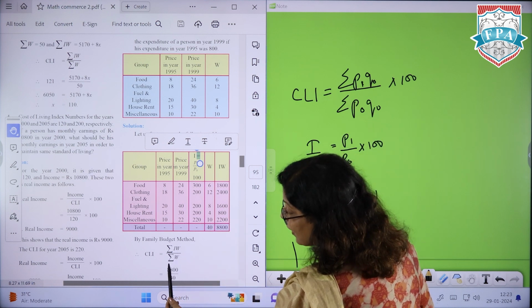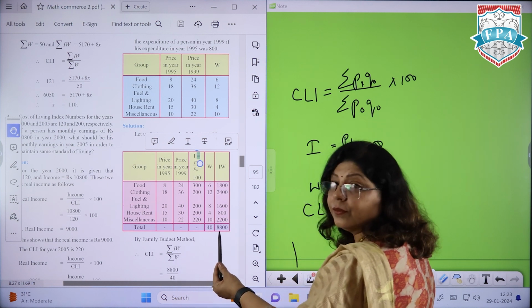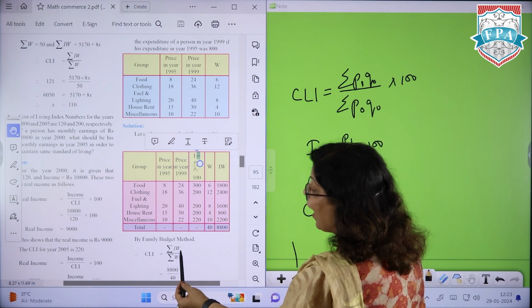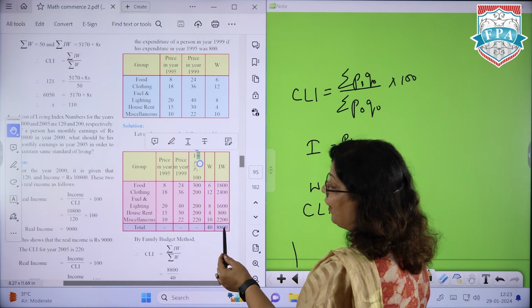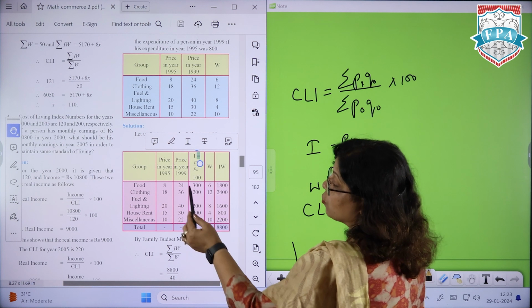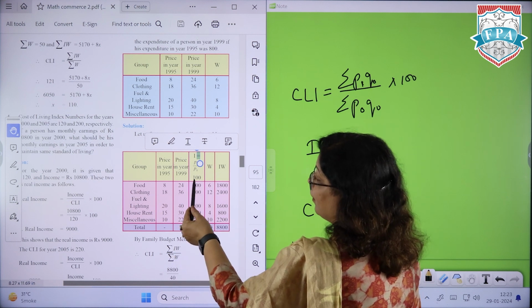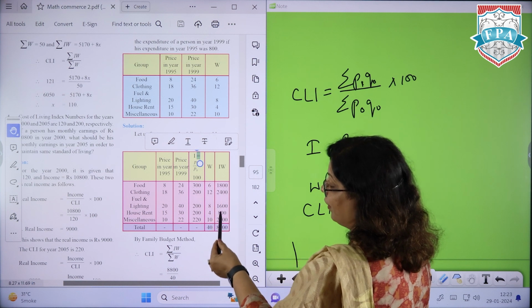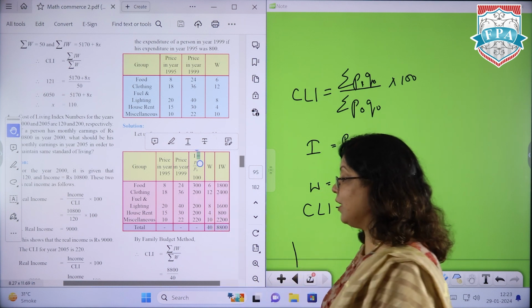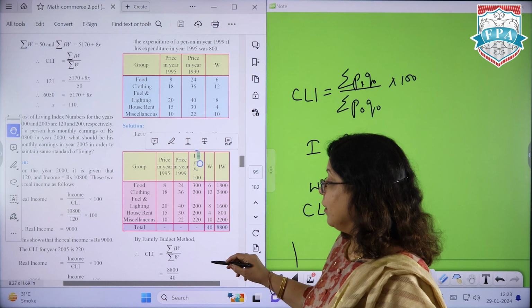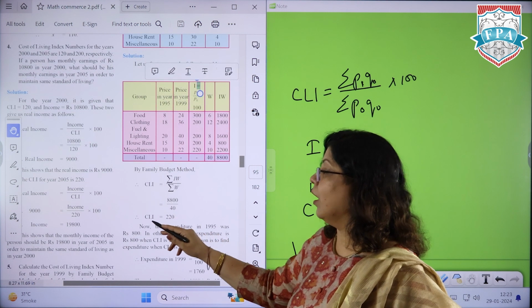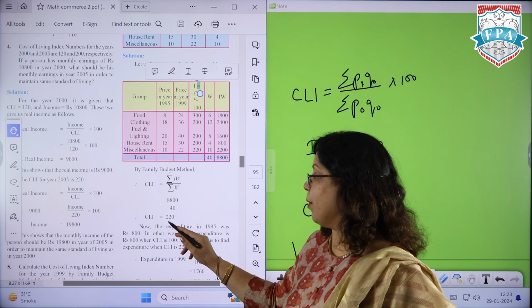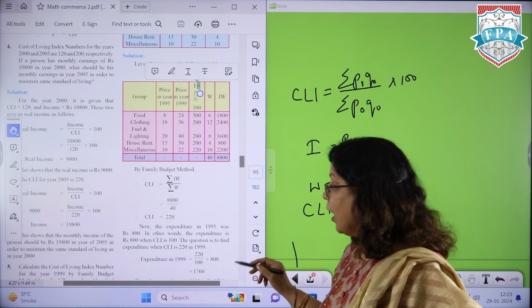What do we require over here? Sum of W. So we'll add that. We also require sum of IW. So we'll make a column of IW and add that. So the value of I, which you've calculated, will be multiplied to W, 300 into 6, then 24 and then get the things. The total sum is 88. And then by the family budget method, the cost of living index has come up as 220.